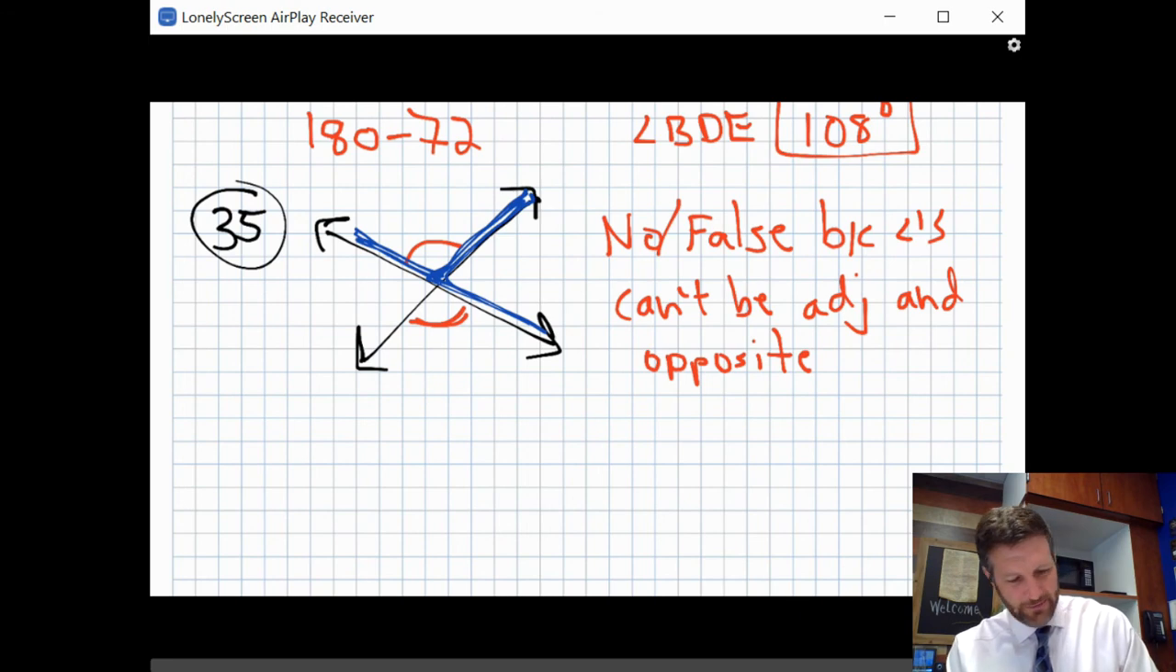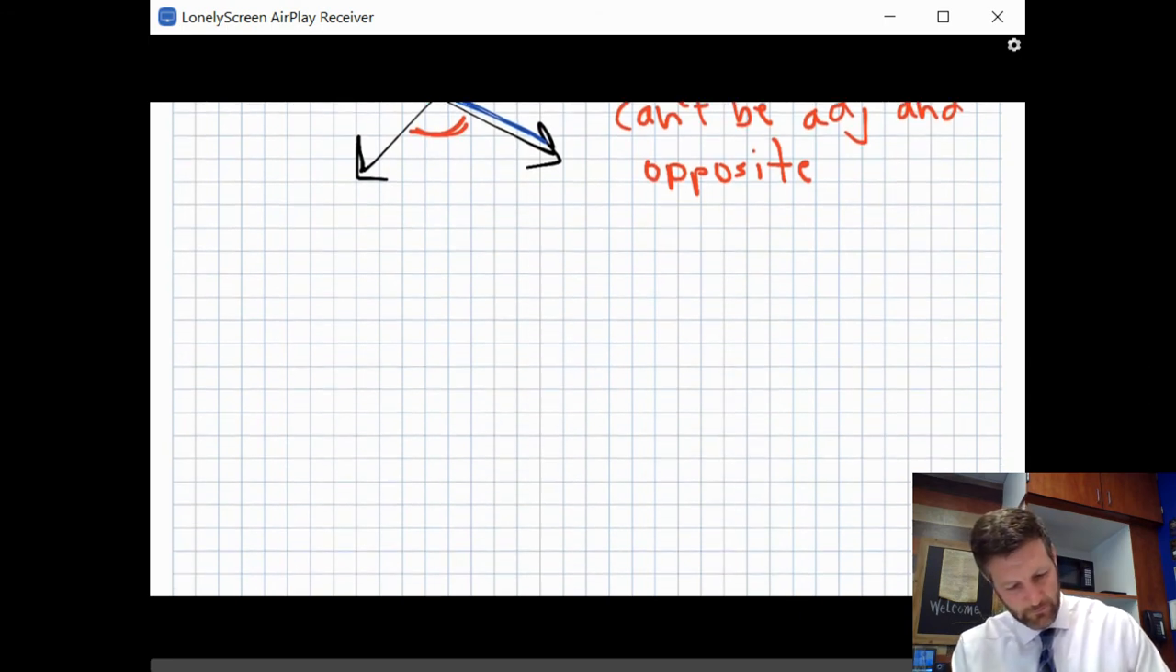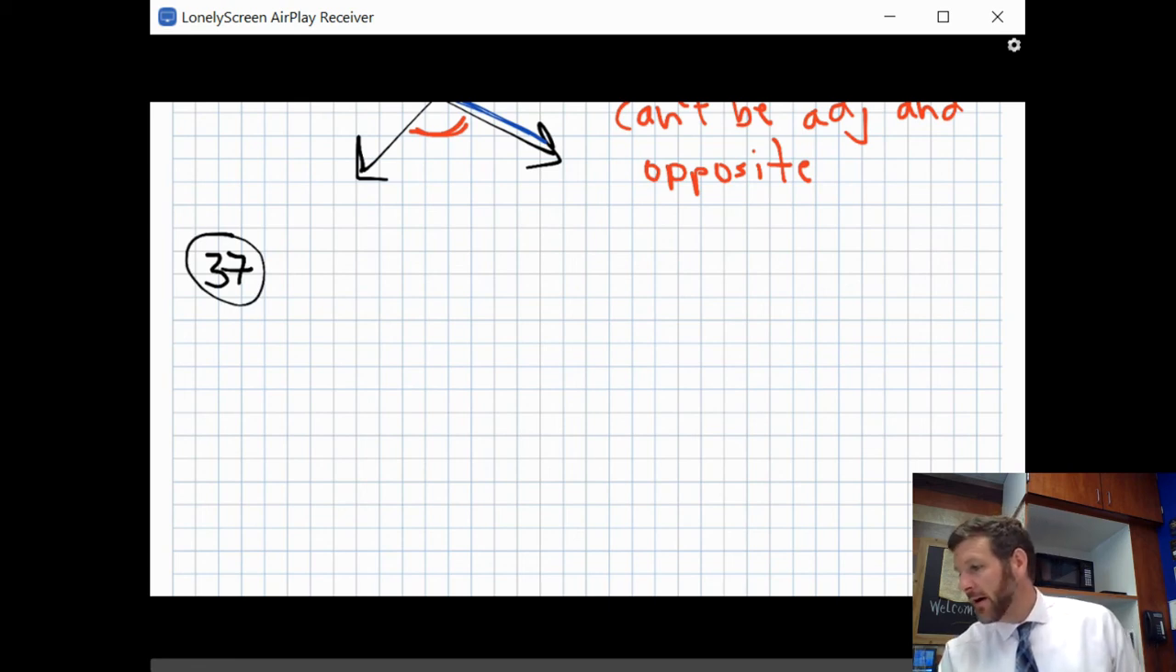All right, let's look at 37. Help me, guys, help me. All right, 37, another true or false. If a ray divides an angle into two complementary angles, then the original angle is a right angle.